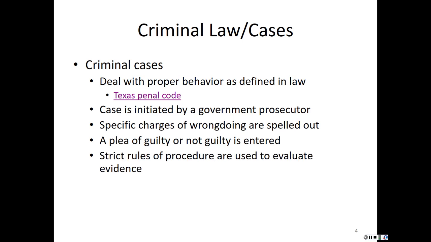Strict rules of procedure are used to evaluate the evidence. We are there to make sure we have this during this trial. We have a judge there to make sure that the defendant gets all of the rights that they are entitled to, all the protections that they are entitled to. That's why we have these strict rules of procedure. Guilt is proven beyond a reasonable doubt.